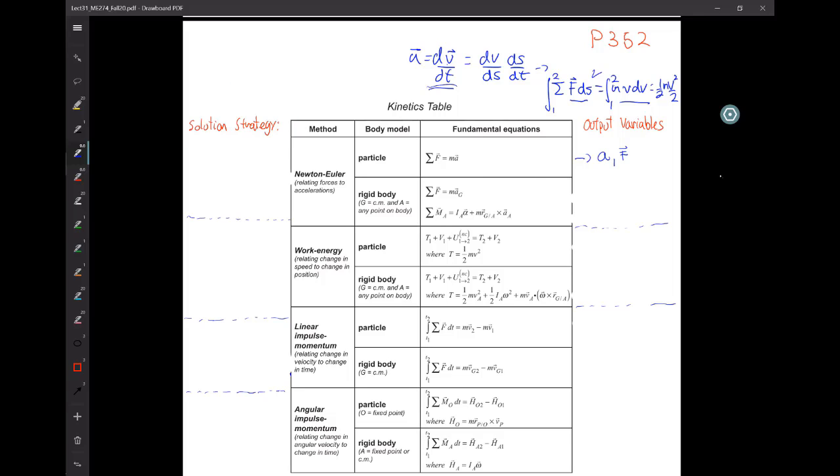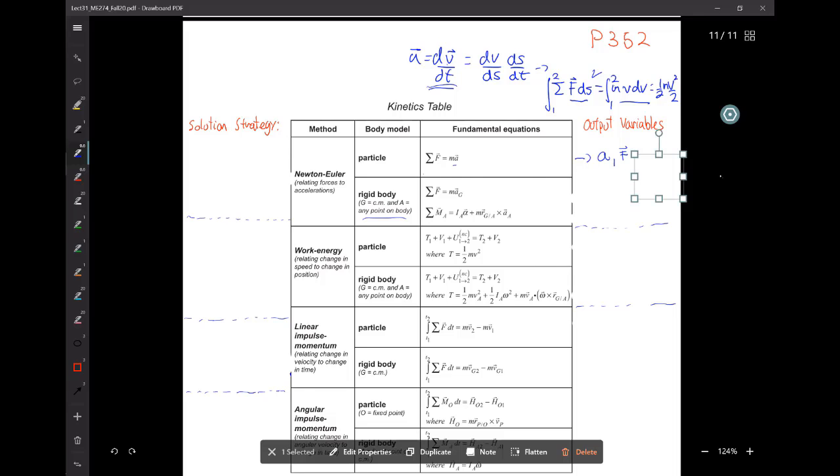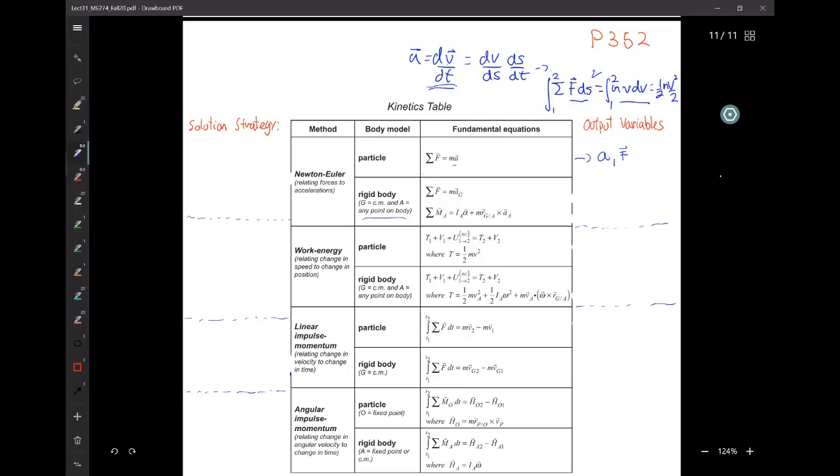So if in a problem I'm asked to find accelerations, then I have to use Newton's second law, right? If it's a particle, then it's just this one. If it's a rigid body, I need to remember that there are going to be rotations, right? Forces and accelerations are vectors. So we need to be careful. We need to understand that these quantities have different directions and that we are projecting them in different coordinates.